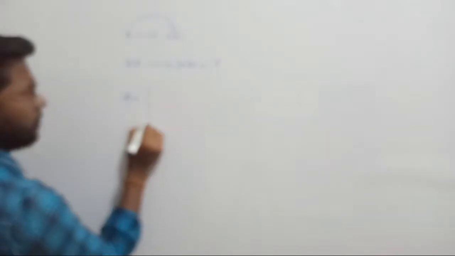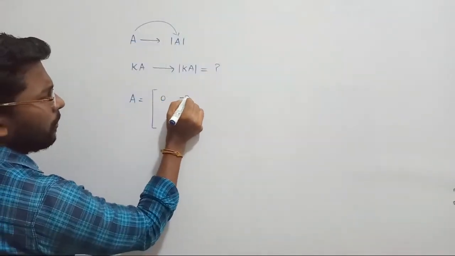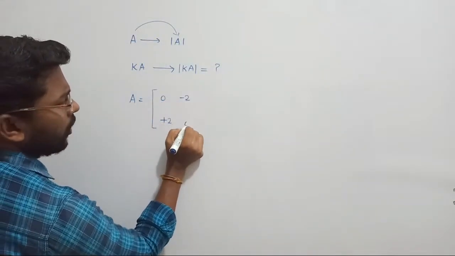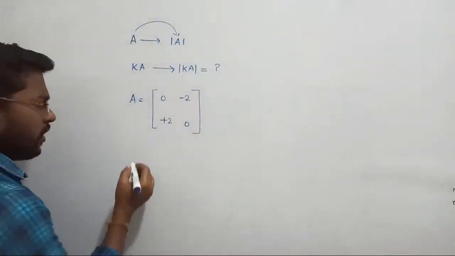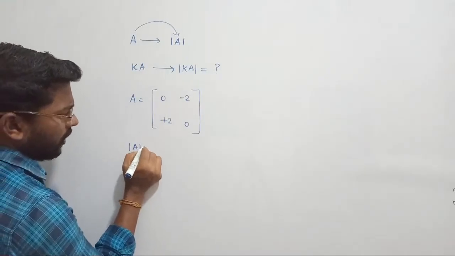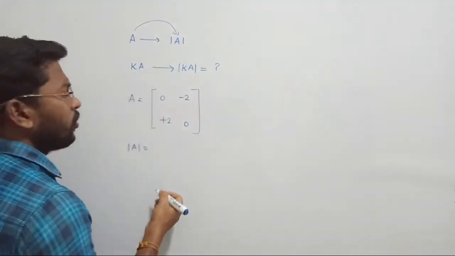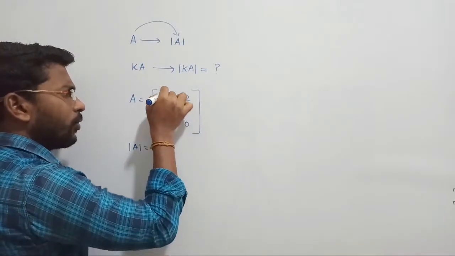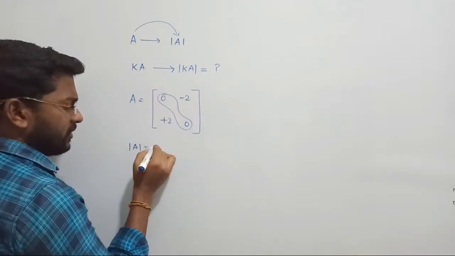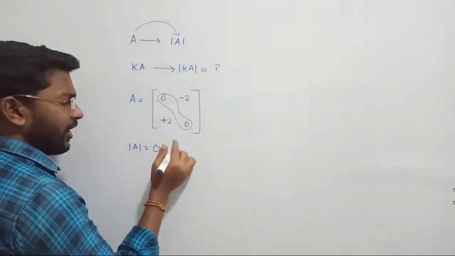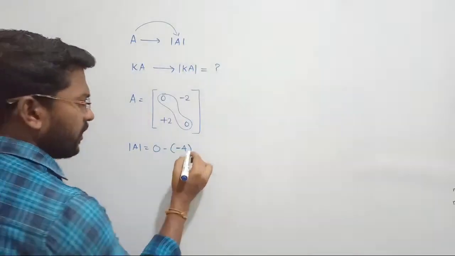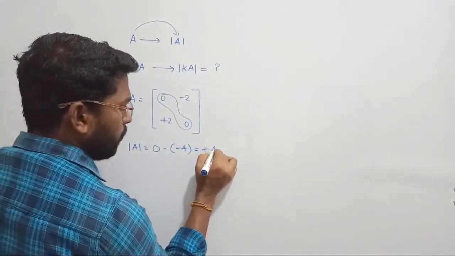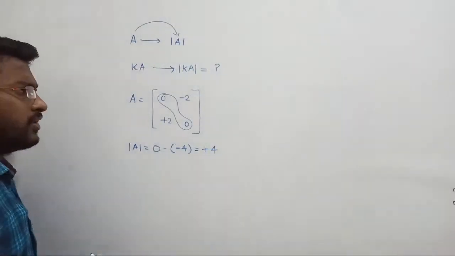Now let us take a matrix here with the values 0, -2, +2 and 0. I would like to find the determinant of this matrix, right? How will you find the determinant of the matrix? We all know it is the product of the diagonal minus the product of the off-diagonal. So 2 into -2 will give you -4, such that the determinant of the matrix is going to be +4. Exactly.